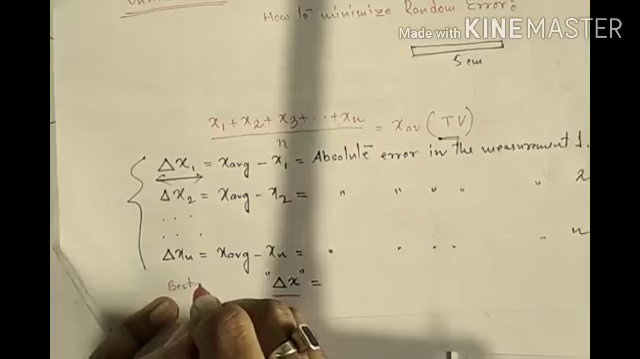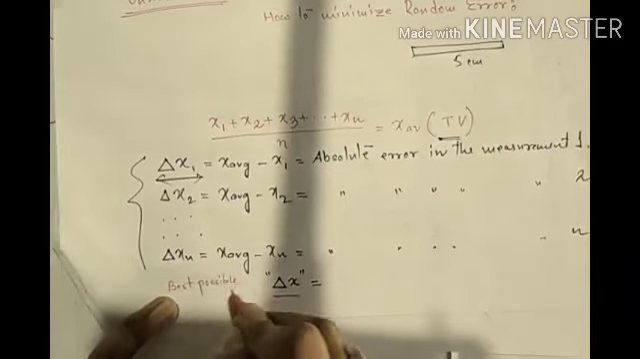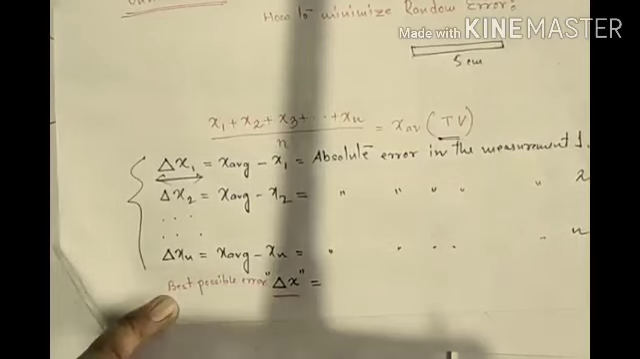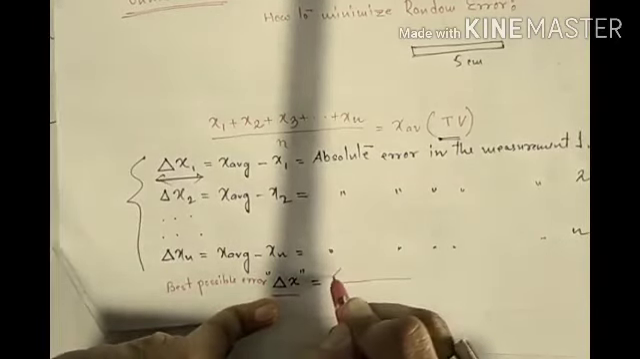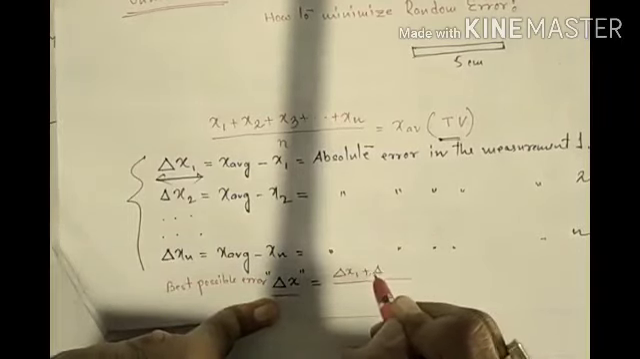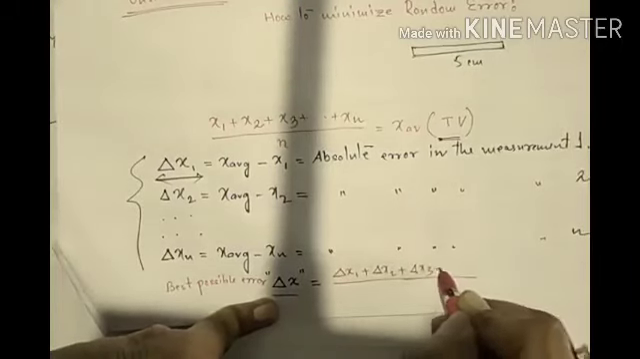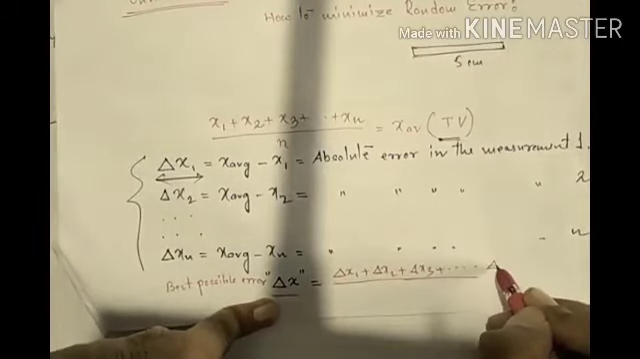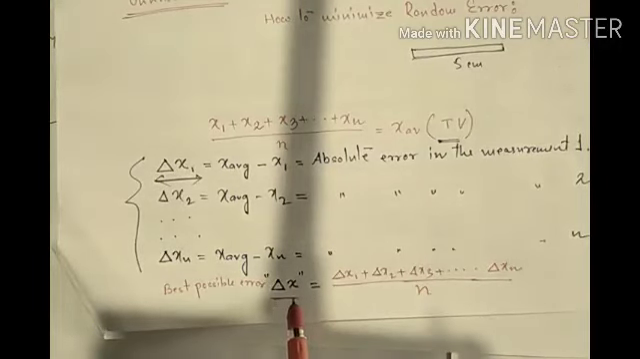Best possible error. This is delta x, and this will be equal to delta x1 plus delta x2 plus delta x3 plus and so on, if there were n observations, then delta xn, divided by n. That means the average of the absolute errors gives me the best possible error.